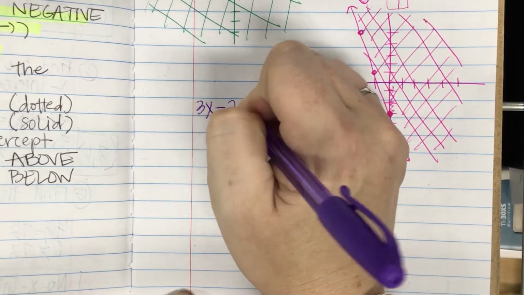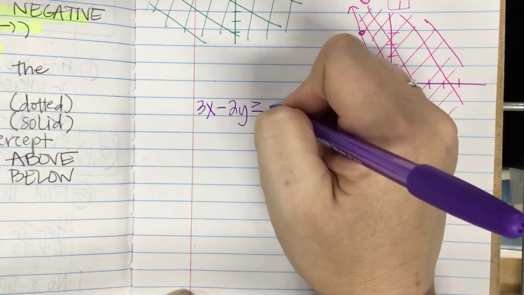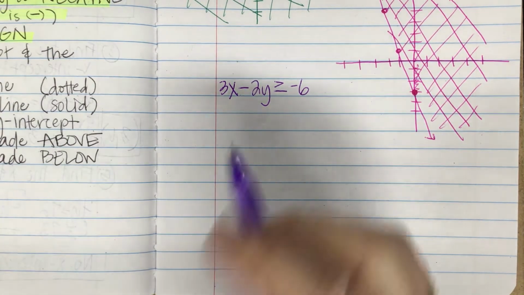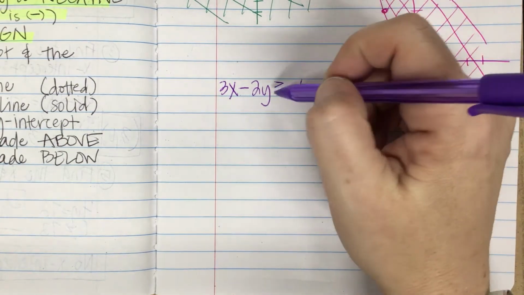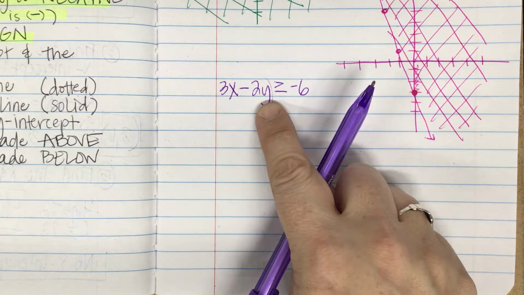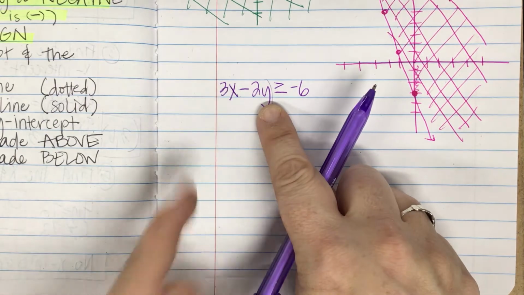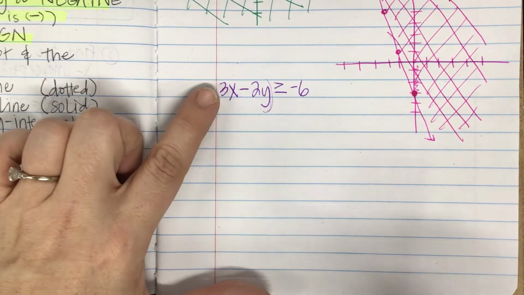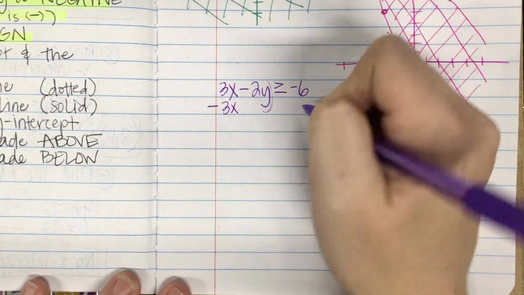3x minus 2y is greater than or equal to negative 6. So there are two ways to do this problem. Let's get y by itself first. I want y by itself. So what do I need to move away from the y first? Pretend this just said 3 minus 2y. What would you move first? I'd move the 3, right? So I need to move the 3x: minus 3x, minus 3x.